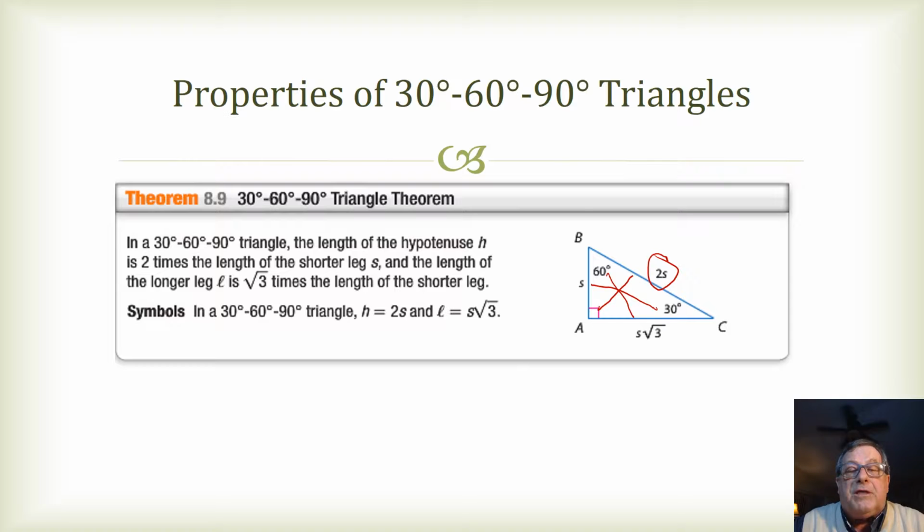So in a 30, 60, 90-degree triangle, the hypotenuse is 2 times the length of the shorter leg, and the longer leg is the square root of 3 times the length of the shorter leg. So let's take a look at a couple of these and see if we can use these properties of the 30, 60, 90-degree triangle to determine the length of the sides.